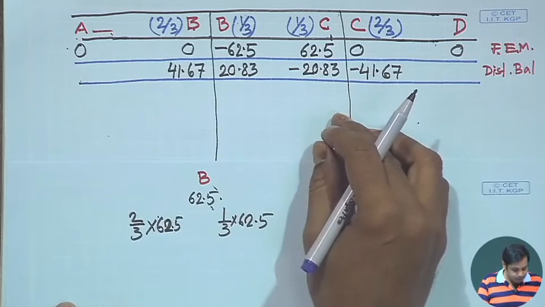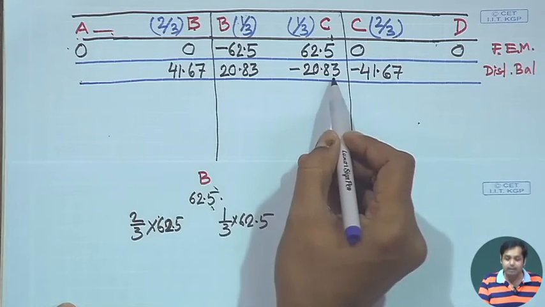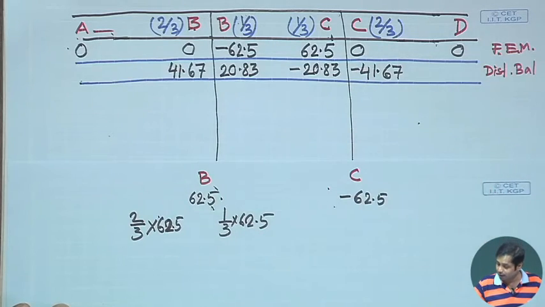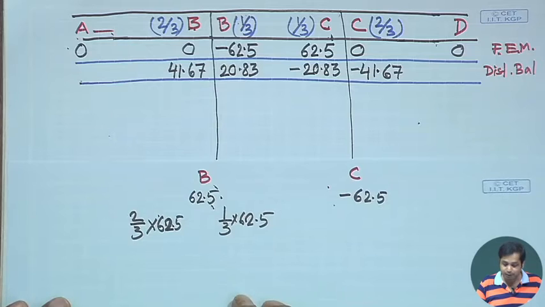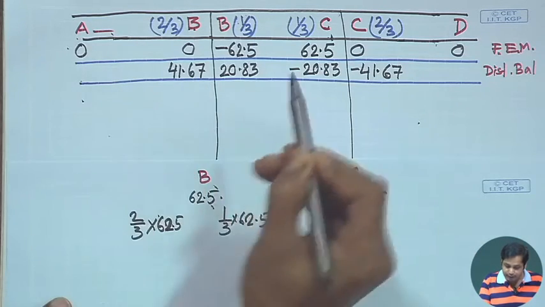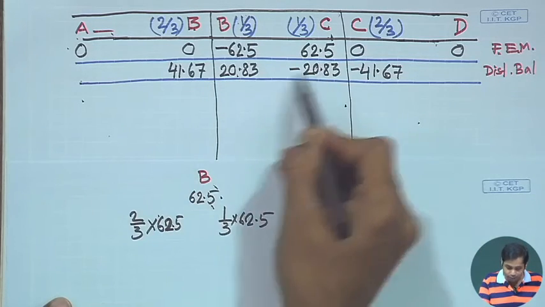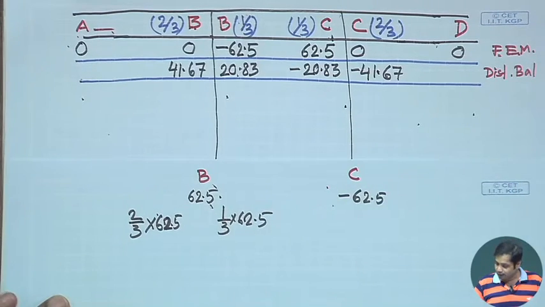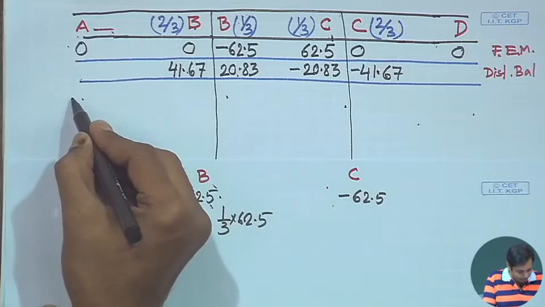Now, whatever moments you have externally applied to balance the joints to achieve equilibrium will be carried over to the other end, and the carryover factor in this case is half. So half of this will carry over to this, half of this will go to this, half of this will go to this, and then half of this will go to this. So what will be the carryover for this?